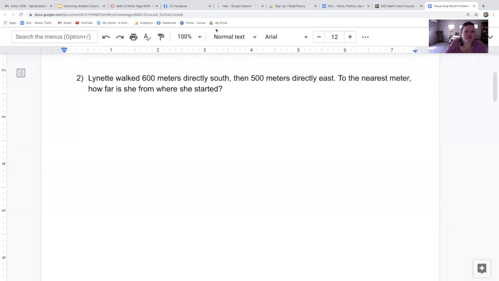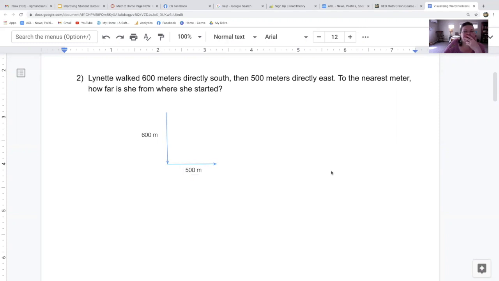So first off, Lynette walked 600 meters directly south. Let's imagine here she is, and she walks directly south. We'll do the traditional north up, south down, west off to the left, and east off to the right. So 600 meters directly south, and let's label that. There she is, standing here at the bottom of this arrow. Then what does she do? She goes 500 meters directly east. Let's draw another little arrow to model that. Starting here at the end of this path, she goes about 500 meters this way, directly east.